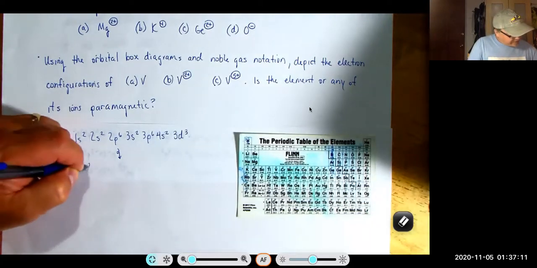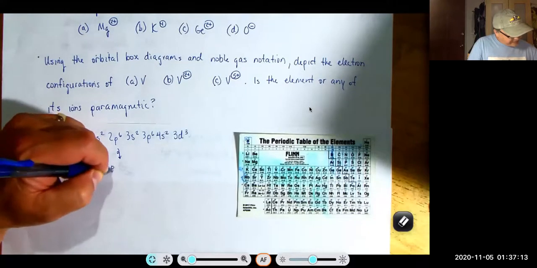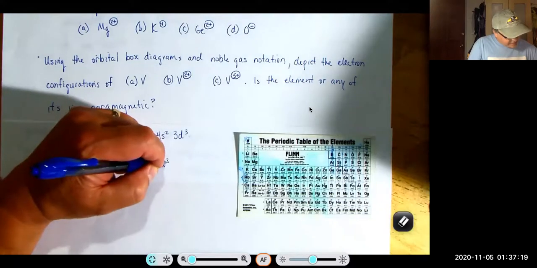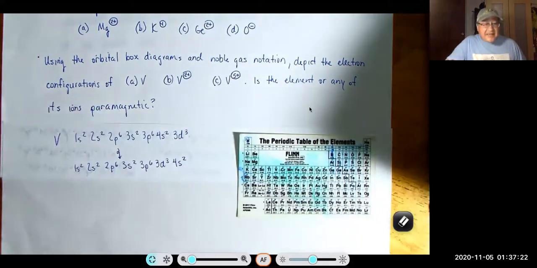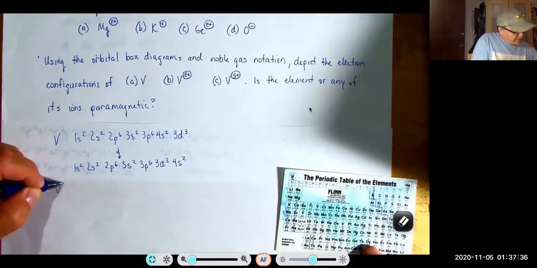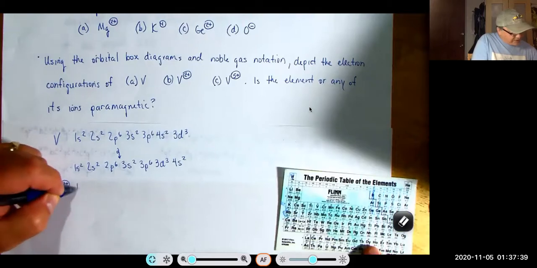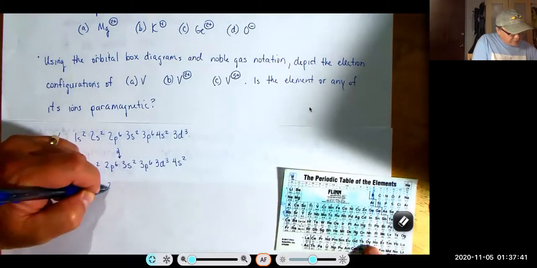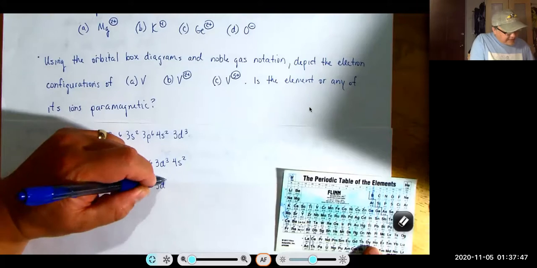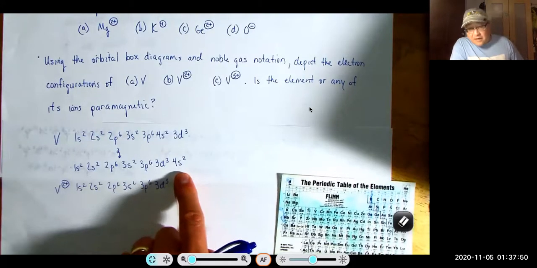1s2, 2s2, 2p6, 3s2, 3p6, 3d3, 4s2. So why again does the 3d go in front of the 4s? And the answer is it is more stable. Okay, so what would vanadium plus 2 look like? Well, 1s2, 2s2, 2p6, 3s2, 3p6, 3d3, and I'm going to take away those 2, and I'm not going to write 4s0.